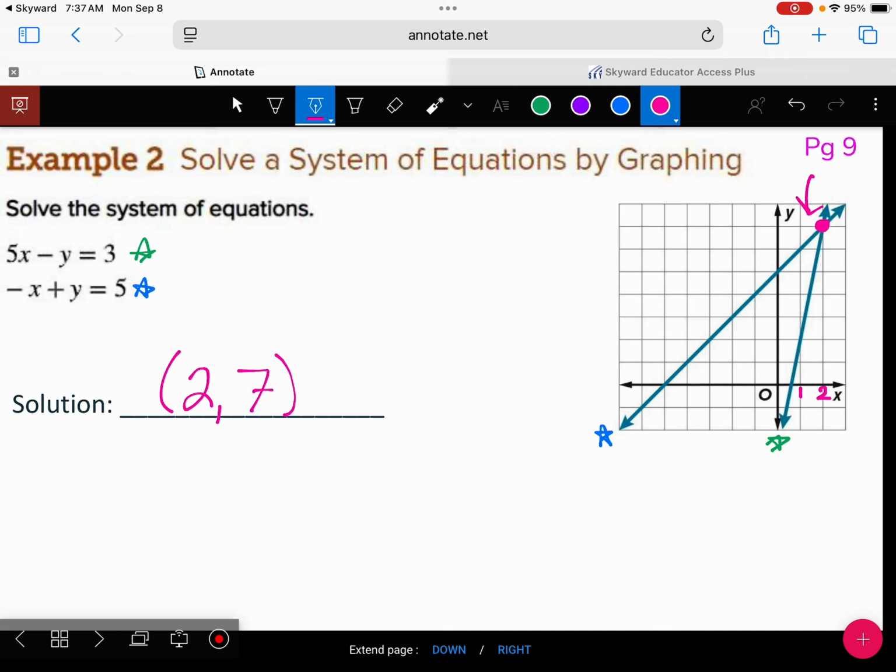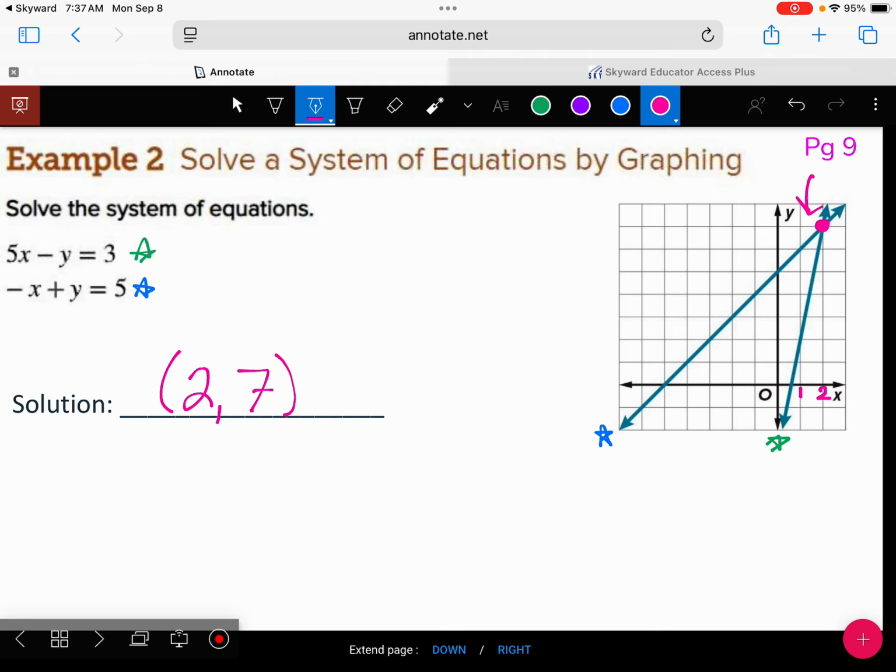So I can't just say x equals 2. I can't just say y equals 7. I need the point 2, 7. The whole point. Every time we're working with a system of equations, I need both the x and the y. If you just find x, you're not done. If you just find y, you're not done. The whole point. Okay? So our solution is the whole point, but we're going to find them by graphing.